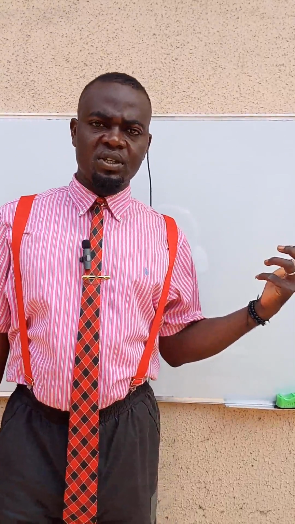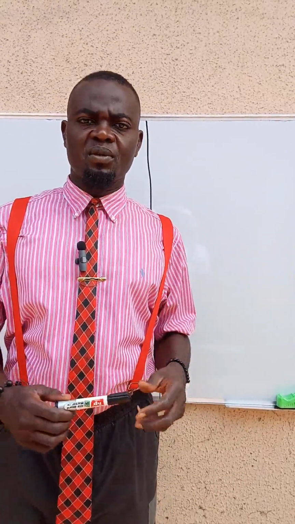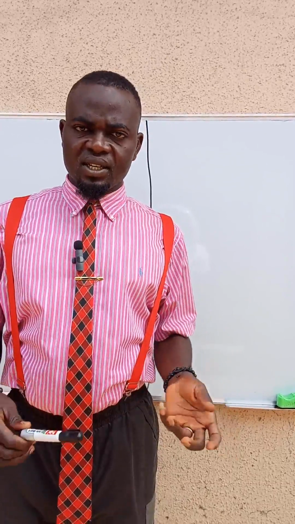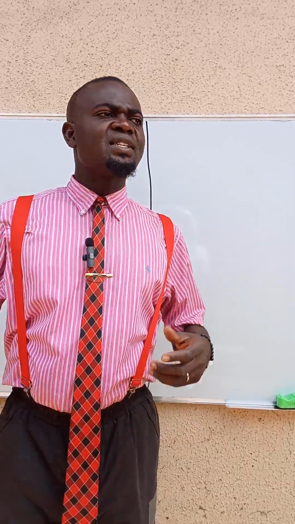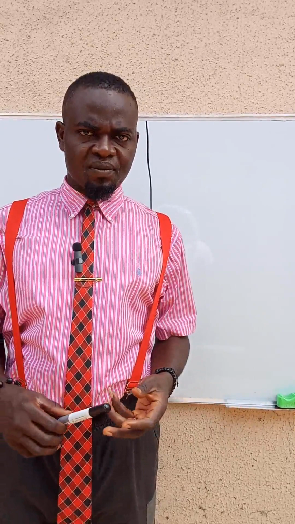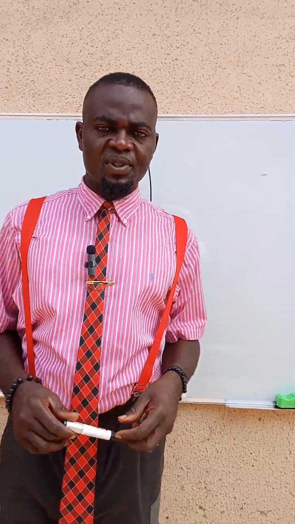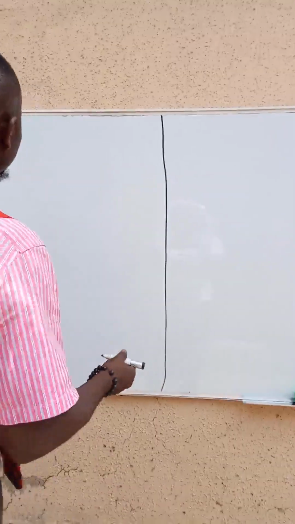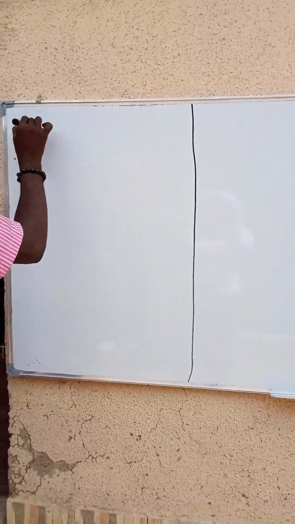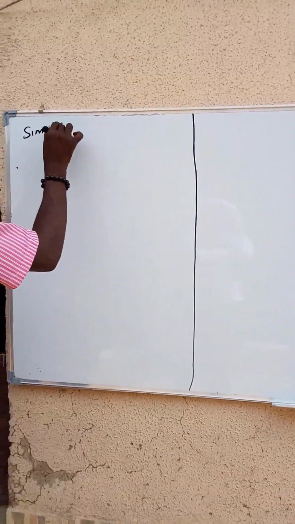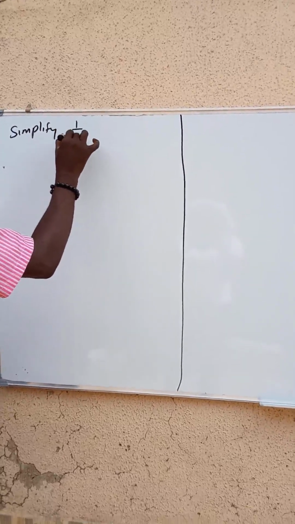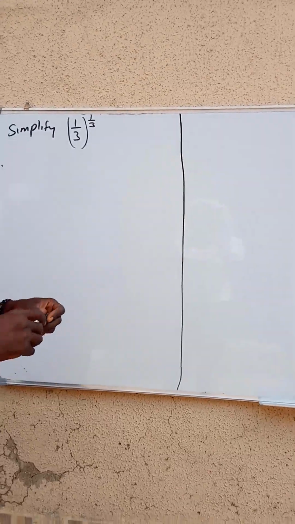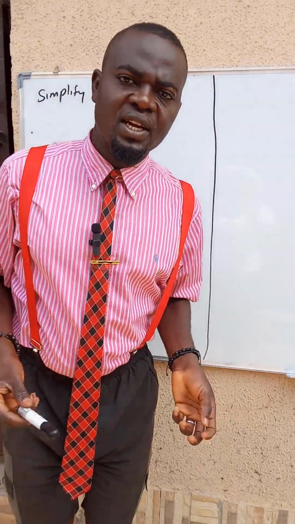I've done justice to this question before, the question I'm about to write, but somebody still sent it to me. You can see it in a different form. But let me do justice to it. They say you should simplify 1 over 3 raised to the power of 1 over 3. I've done 1 over 9 raised to the power of 1 over 9. It's the same thing.